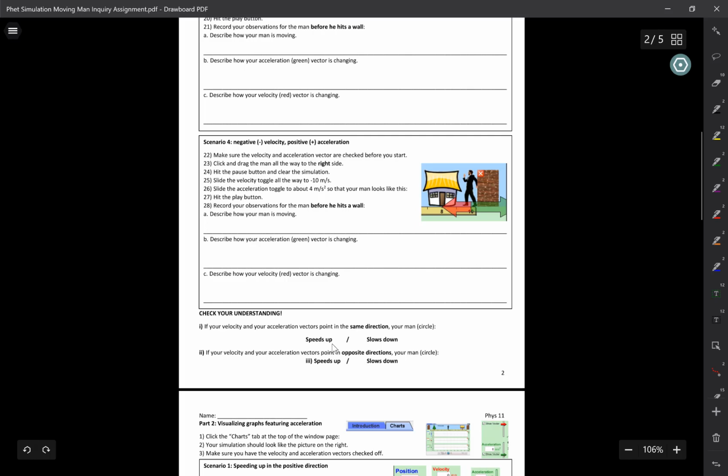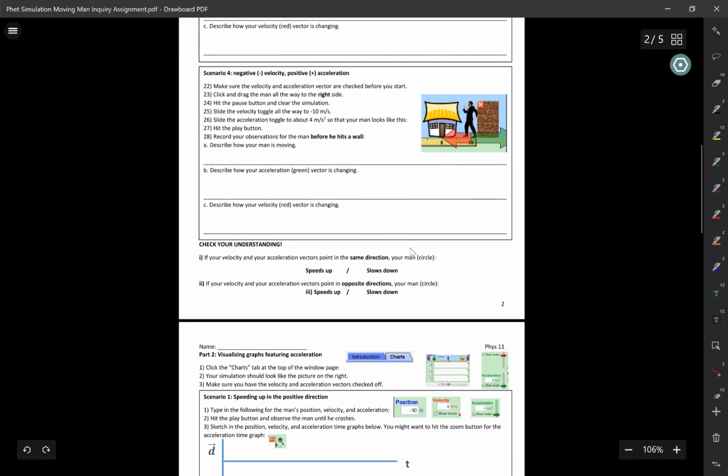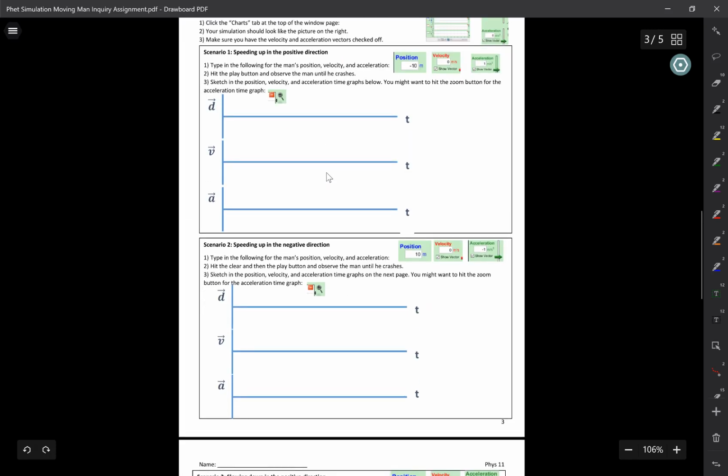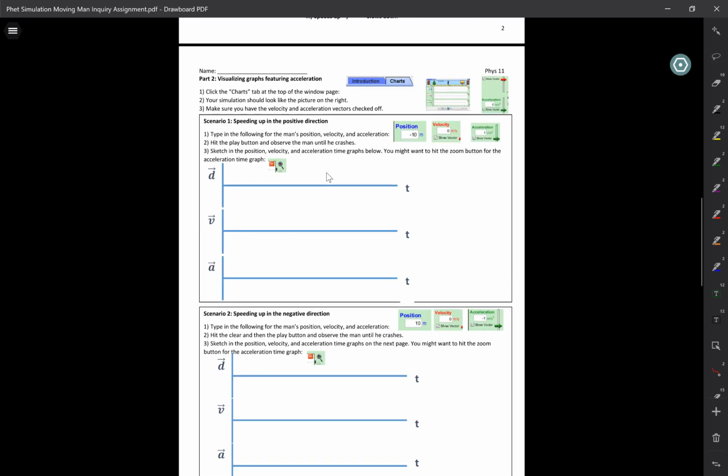After you're done that, you answer these 2 questions, which is repeated later, but gives you an idea of what's happening. Oh, that shouldn't be there. Oh well. Okay, check your understanding. Next is part 2, graphing.